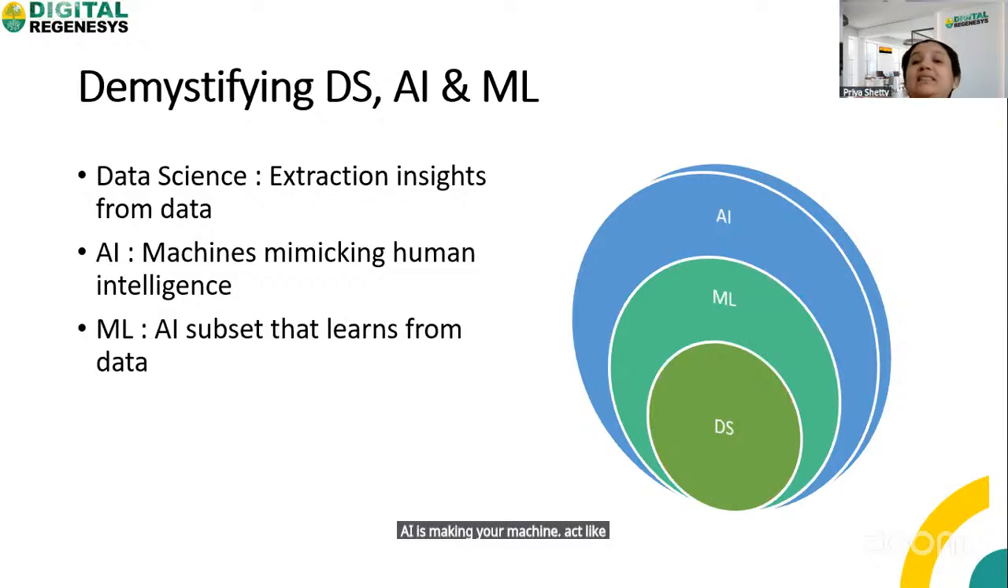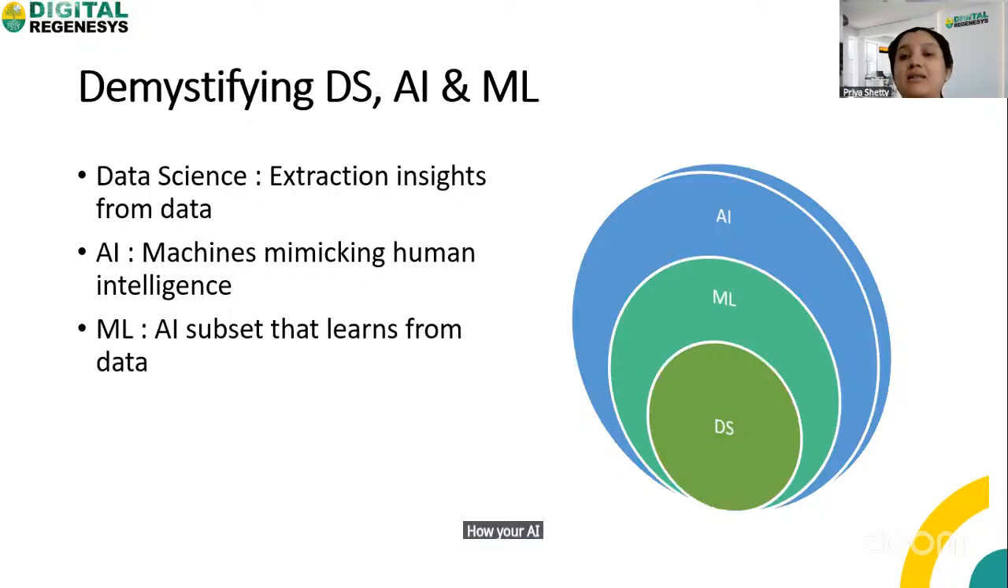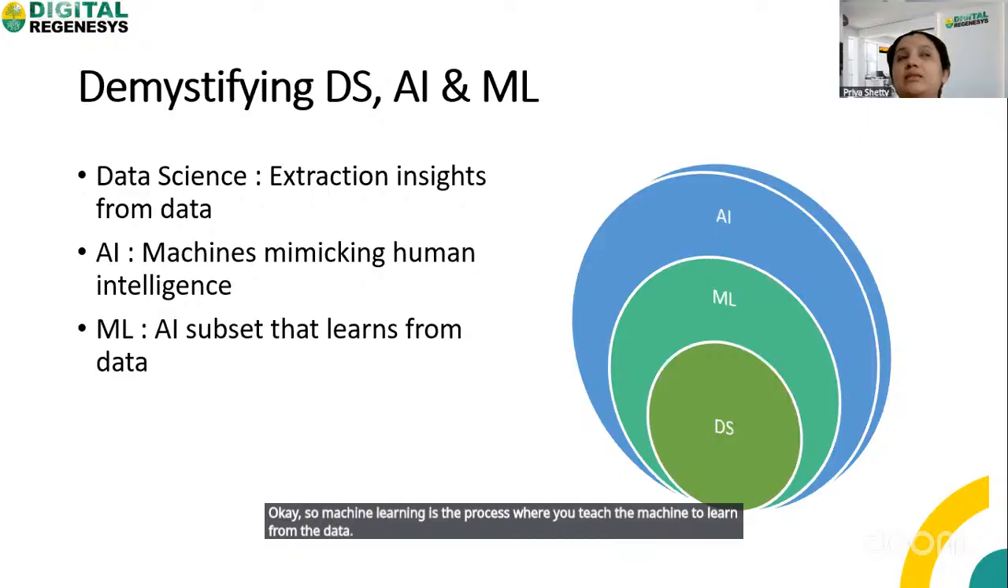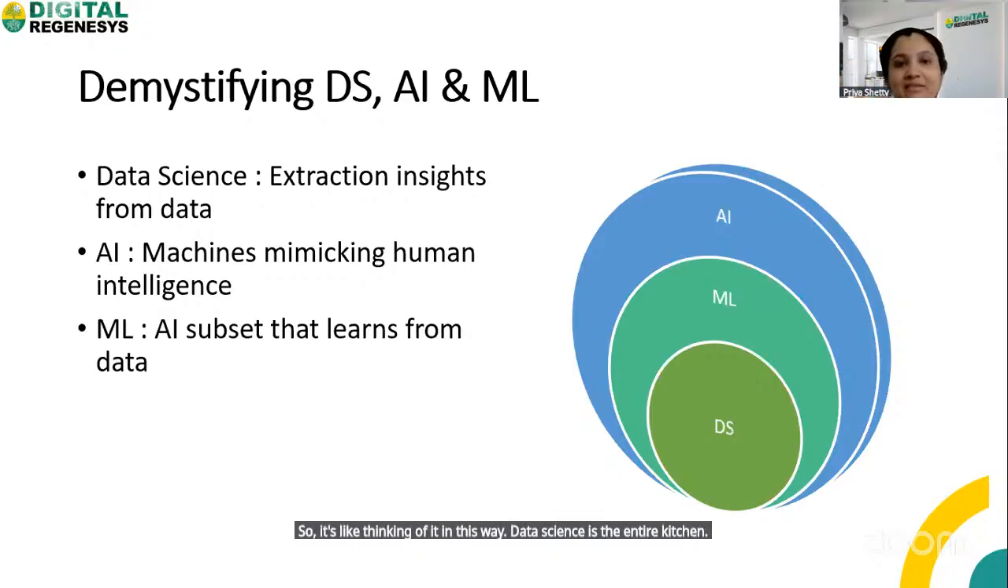So the intelligent tasks that are performed are by AI. How will your AI perform that task? Because machine learning will make it learn. So machine learning is the process where you teach the machine to learn from the data. Think of it in this way: data science is the entire kitchen, AI is your chef, and machine learning is how the AI learns a new recipe.